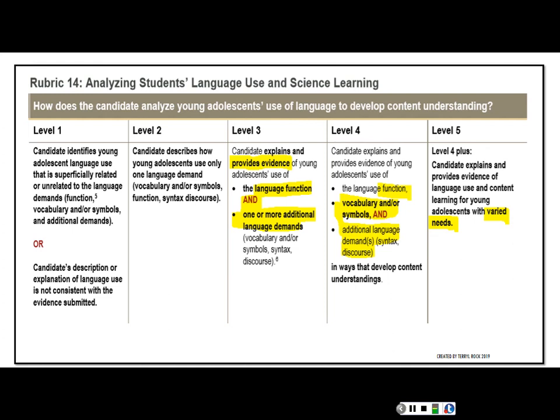So you have to address the language function, and in order to get a 4, you've got to talk about function, vocabulary, syntax or discourse. To get a 5, and this is pretty cool, you've got to show function, vocabulary, discourse or syntax, and talk about how you helped somebody with specific learning needs.